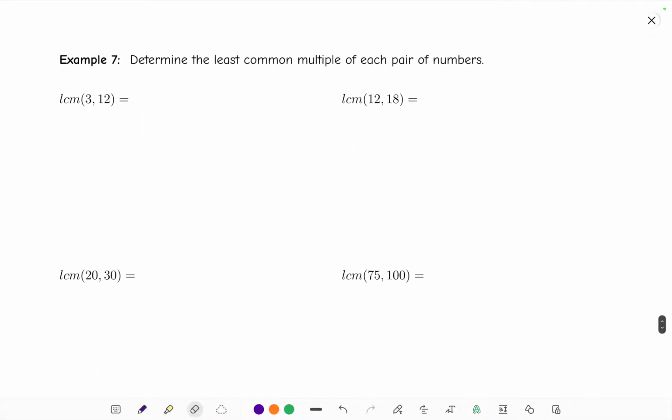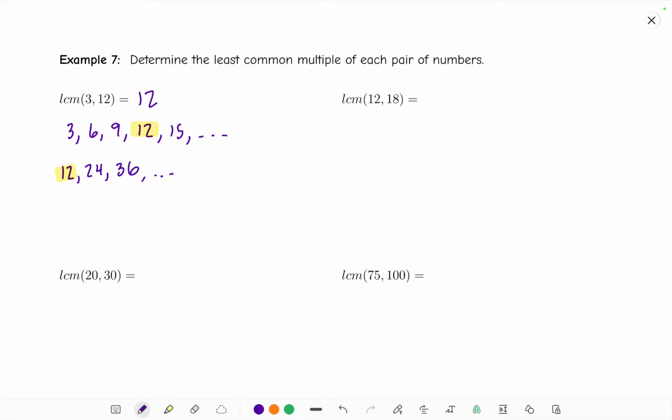Determine the least common multiples of each of these. So I am going to do it the brute force way first, and then I'll do it with the factor tree method. So the multiples of 3 are 3, 6, 9, 12, 15, and so on. While the multiples of 12 are 12, 24, 36, and so on. And the first number they have in common is 12, so the LCM is 12.